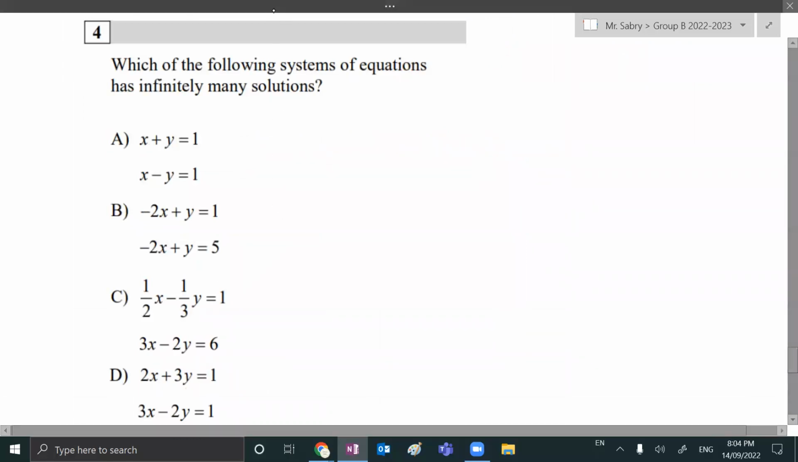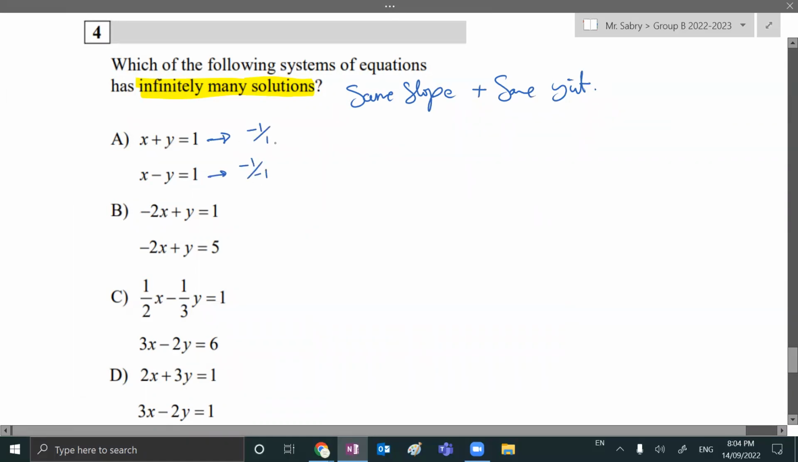Moving on to number 4, the key word here is that the system has infinitely many solutions. When it says infinitely many solutions, then that means I'm supposed to have the same slope and the same y-intercept as well. So I'll get the slope and the y-intercept of each and check whether they're the same or not. If you check here, the slope is -1/1, while the slope here is -1/1. They're not even the same slope. There is no need to bother with the y-intercept.